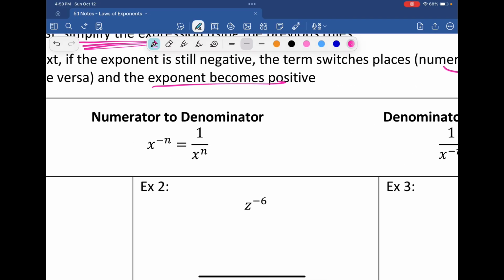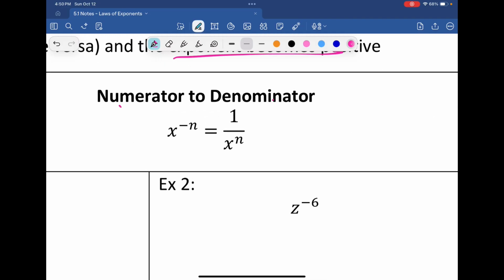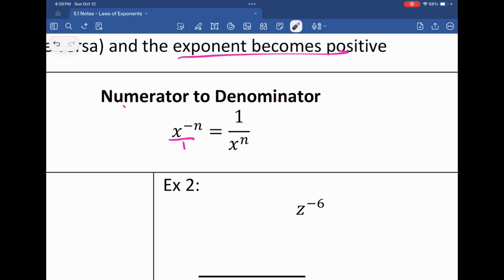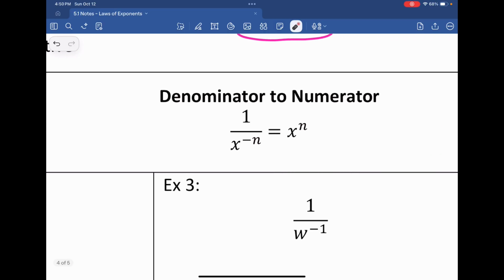So if you switch numerator to denominator, our x to the negative n is over 1. Okay, so the numerator goes to the denominator, exponent becomes positive. Now, when that happens, you put a 1 in the numerator to hold its place. Denominator back to numerator, so this goes up, exponent becomes positive. Technically, this is over 1. If you don't have anything else there, you don't need it to be over 1, though.